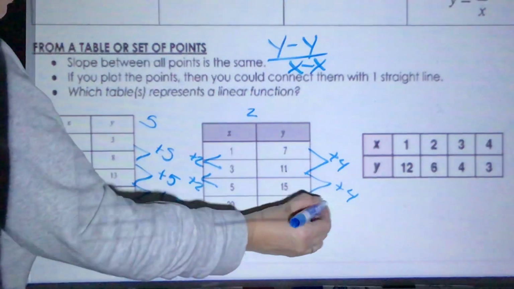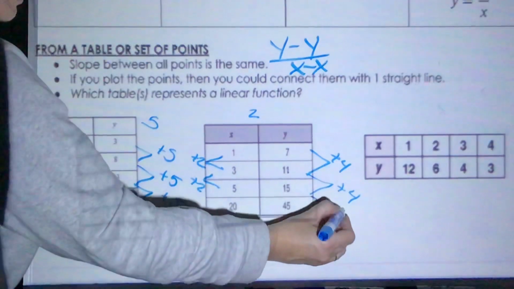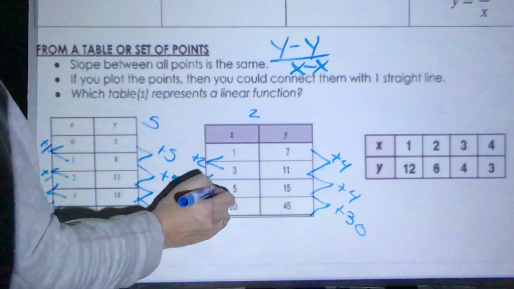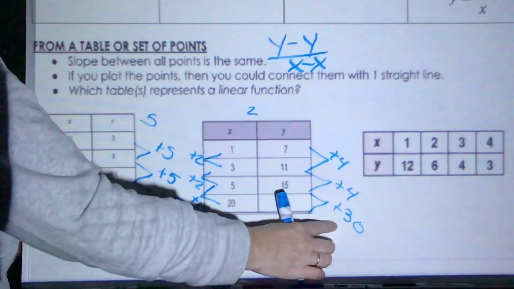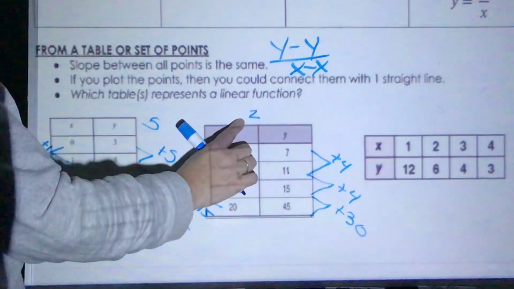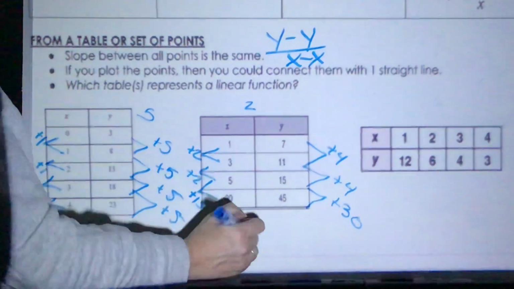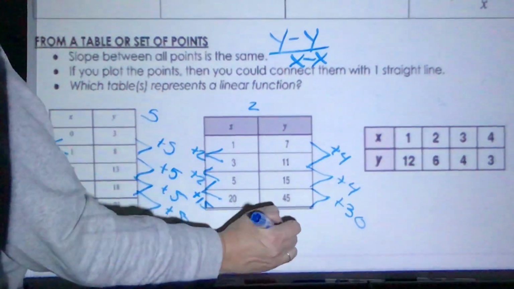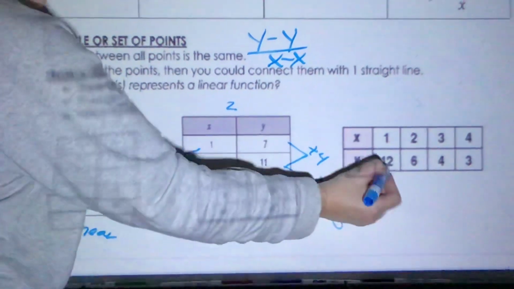And then my last one, this looks like it might not work. To get from 15 to 45, that's plus 30. To get from 5 to 20, that's plus 15. 30 over 15 is also 2. So this would create a line. If you plotted all those points, they'd all be on the same line. So this is linear.